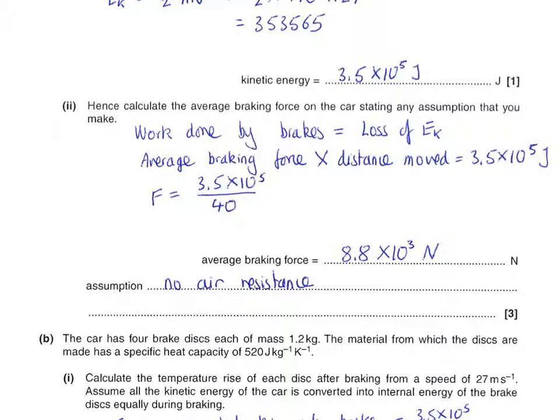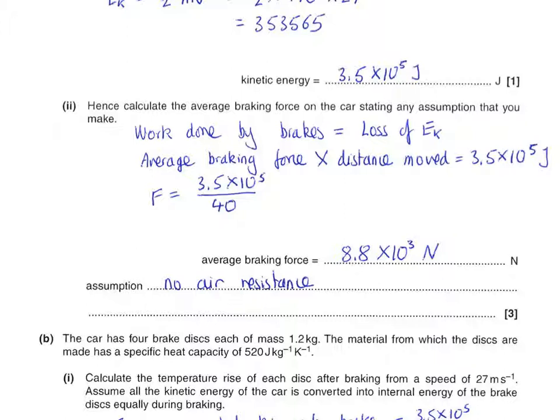So we end up with the work done, the braking force multiplied by the distance we travel while we're braking, must be equal to that energy, the 3.5 times 10 to the 5 that we had previously. Rearrange that and we get that the force is that energy divided by the 40 meters of the braking distance, getting us to 8.8 times 10 to the 3.